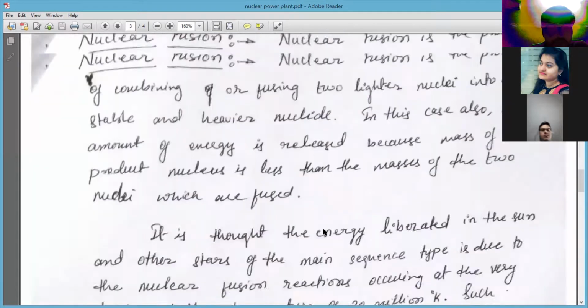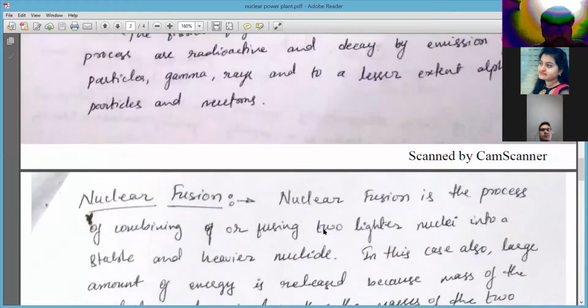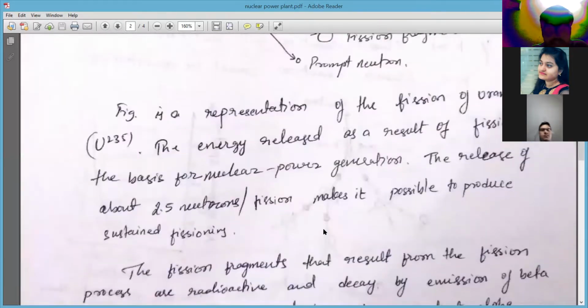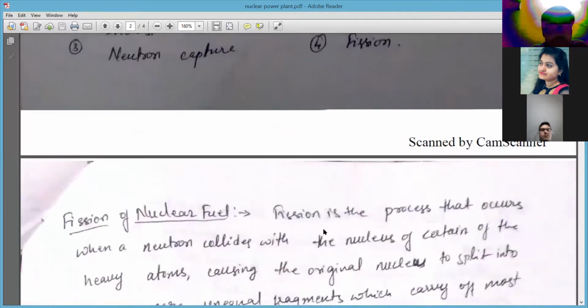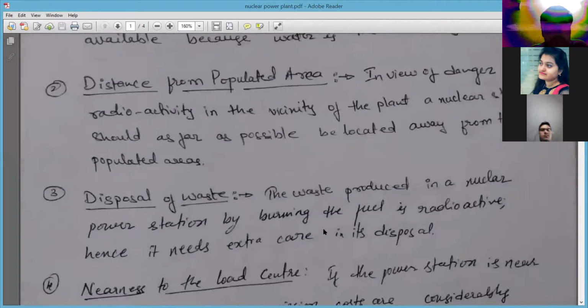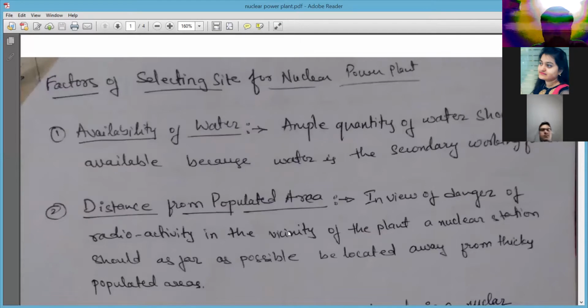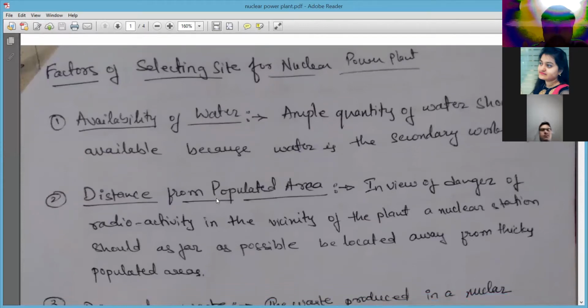So nuclear fission, and we discussed the nuclear fission reaction, what are the factors to be considered, and for a nuclear power plant. So these are the topics discussed today, but all of you write down based on this, this is a basic concept. So there are 8 nuclear reactors.